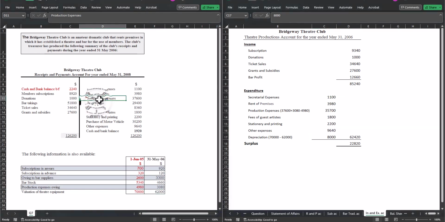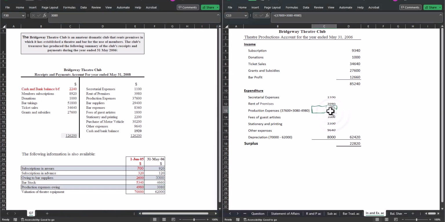Similarly, production expenses of $37,600 was paid for by the organization. However, we're told that $4,980 was owing for production expenses at the start of the period, and at the end of the period, $3,080 was also owing. So what would we do? We'd subtract that $4,980 from the amount paid because, of course, we have to settle that bill. And we would add the amount that is still owing for this year to the amount that was paid to find out the full amount of money that should have been recorded for production expenses.